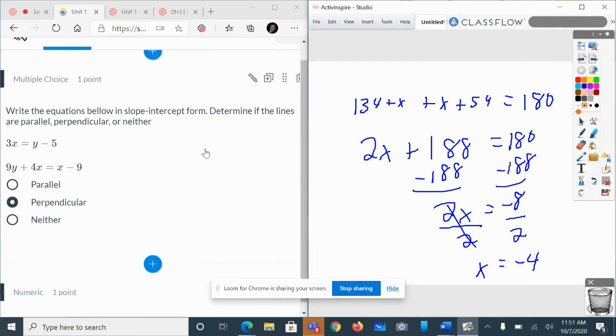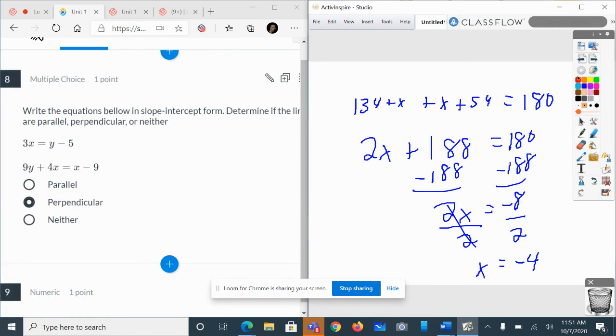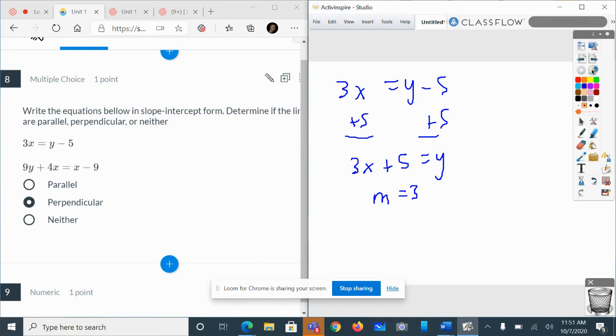It says write the equation below in slope-intercept form. Determine if the lines are parallel, perpendicular, or neither. So basically they're telling you what to do. You solve both of them for y. That's what slope-intercept form means. And then if the slopes are the same, it's parallel. If it's a negative reciprocal, it's going to be perpendicular. So I'm going to take 3x equals y minus 5. Solve that for y, add 5 on both sides. So you can have 3x plus 5 equals y. So for this one, my slope is equal to 3.